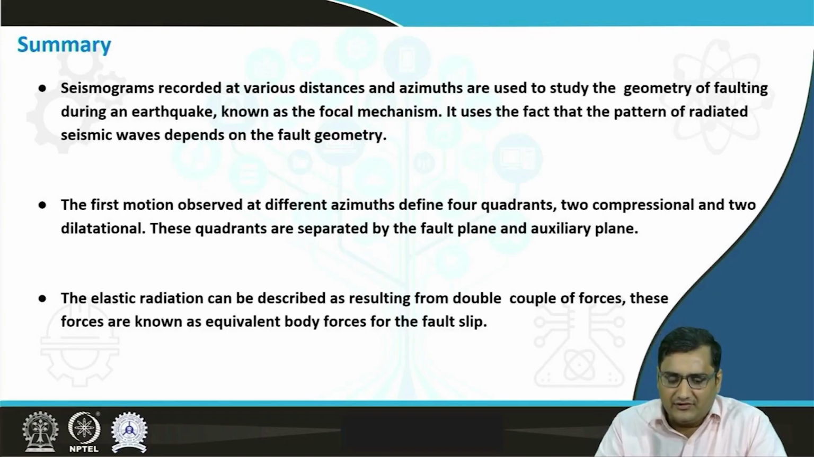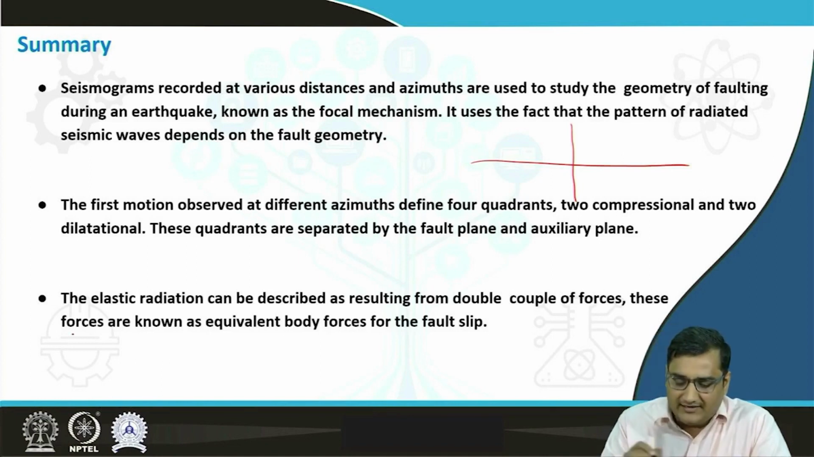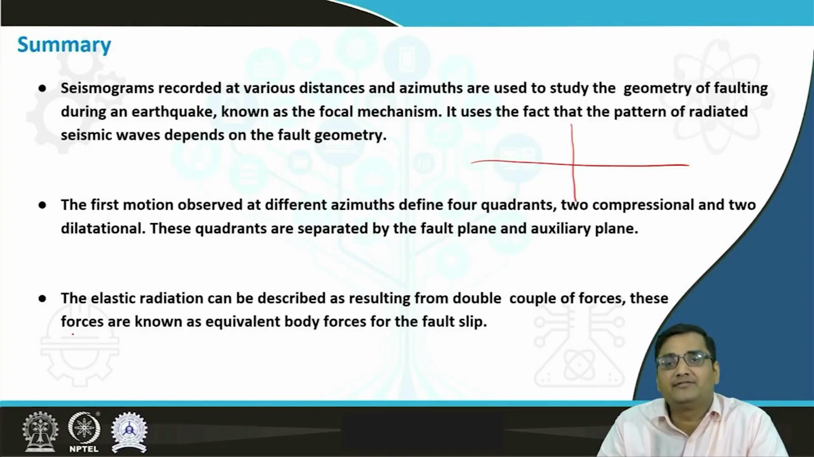And then we talked about the first motion, and there are two deformations. One is compressional, another one is dilatational, and the zone of deformation can be divided into four quadrants, two for the compressional and two for the dilatational. And these quadrants are separated by the fault plane and the auxiliary plane. The elastic radiations can be described as resulting from a double couple of forces, and these forces are known as equivalent body forces for the fault slip.